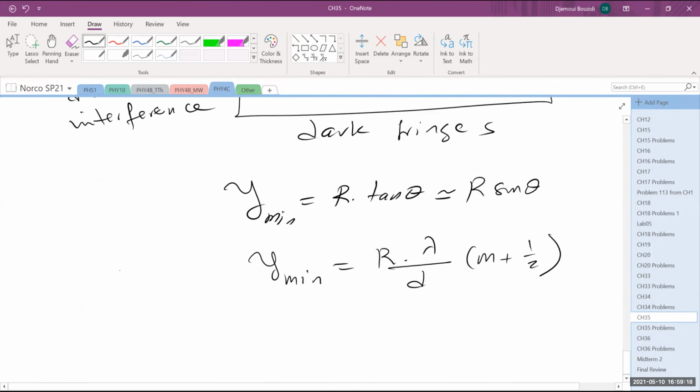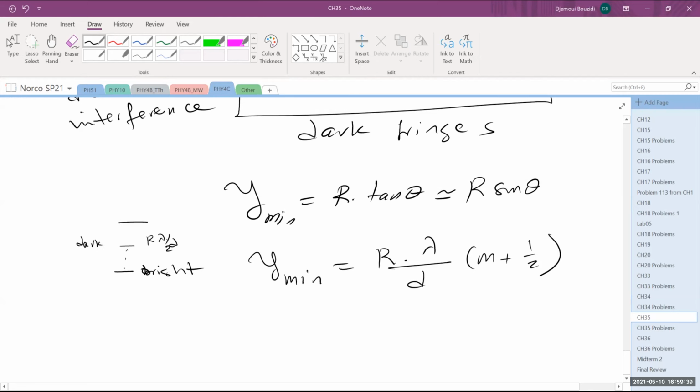So in other words, here are the locations on the screen. The central one is going to be bright, so this is bright. If you go r lambda over d in the y-axis, so this is actually distance, so this is r lambda over d times 2 in the denominator in here. This is actually dark.